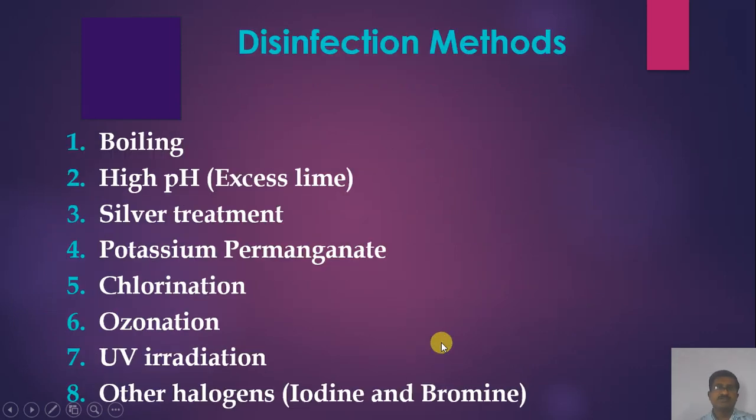Now, what are the various disinfection methods? Boiling, high pH, excess lime, silver treatment, potassium permanganate, chlorination, ozonation, UV radiation. Also other halogens, iodine and bromine.